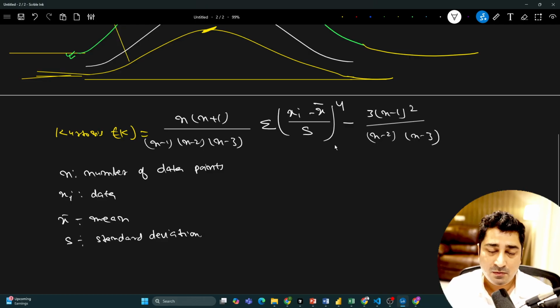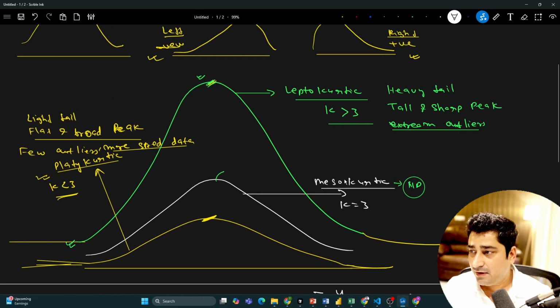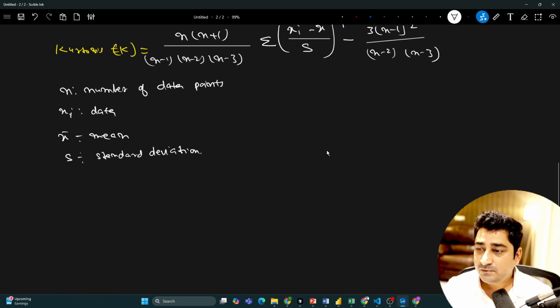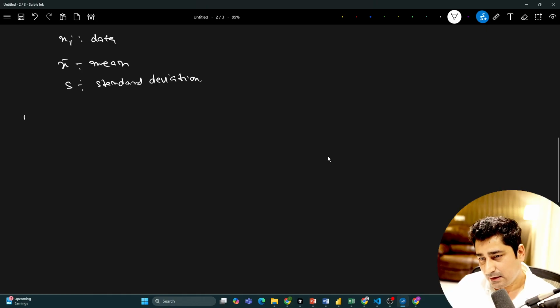So this is the actual formula which is used to find out whether my data set has a heavy tail or tall sharp peak, or maybe a lighter one, or maybe the normal one. And based on that, I will be able to find the value of k equals 3. Now, all of these things are completely fine. What is the use of it? Yes, the major question is, what is the use of it?